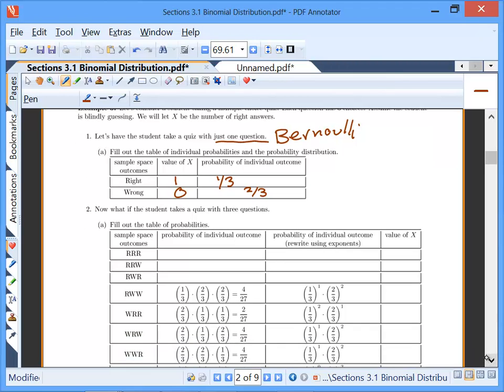Now what if the student takes a quiz with 3 questions? Is it Bernoulli anymore? This is not Bernoulli because I'm doing it 3 times. So we're going to fill out this table of probabilities. For my sample space outcomes, if I have right, right, right, think back to how we found our probabilities in the past. How would I find that probability? I need a right and a right and a right. So what do I need to do with the probabilities? Multiply. And the probability for each one is 1/3. So it's going to be 1/3 times 1/3 times 1/3.